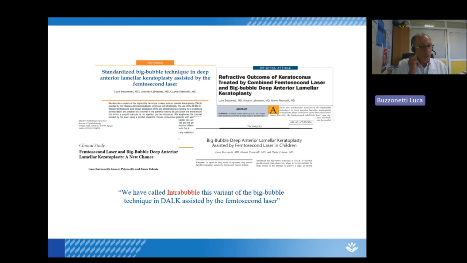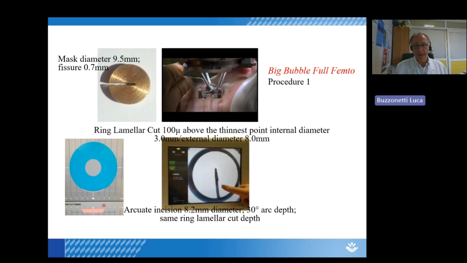I worked for several years with femtosecond technology and tried to develop a standardized big bubble technique. This that we call big bubble full femto represents our final results of a fully standardized big bubble technique assisted by femtosecond technology.